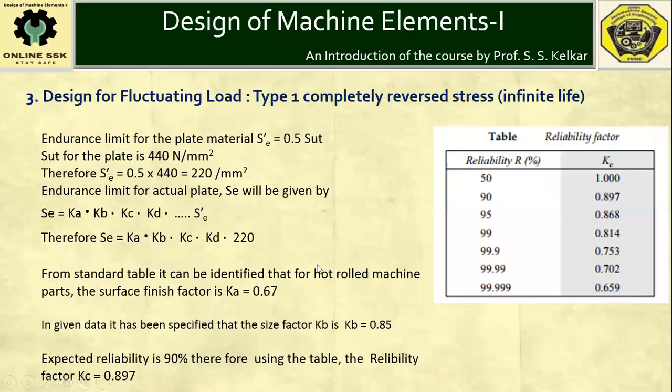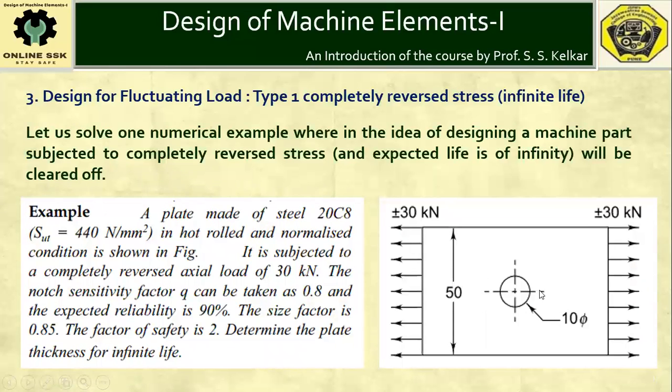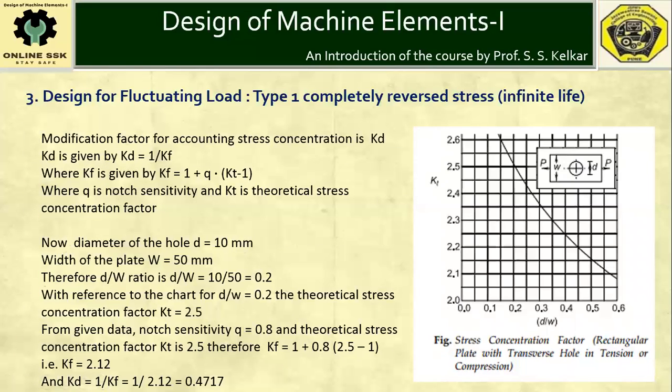In our case, the diameter of the hole is 10 and the width of the plate is 50. So d is 10, W is equal to 50. So d upon W in our case is 0.2. We can note that the hole diameter is 10, the width of the plate is 50, so the ratio d upon W is 0.2. For 0.2, the Kt value, the standard theoretical stress concentration factor for d upon W ratio equal to 0.2, is equal to 2.5.